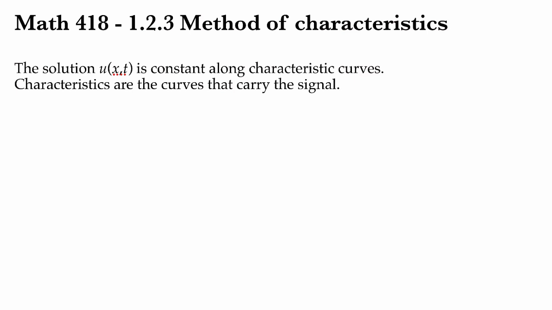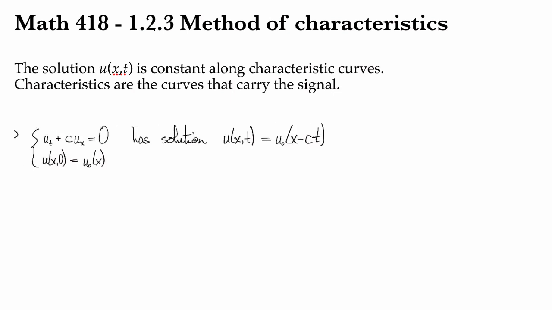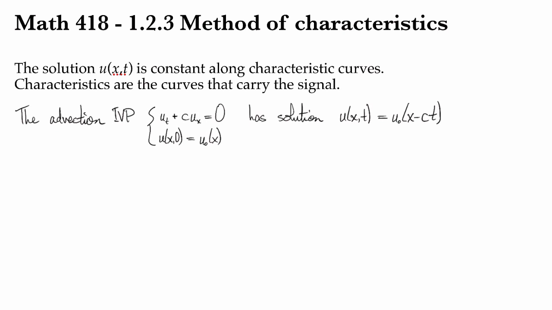What we're going to do next is look for curves along which the solution u of x,t is constant. Such curves are called characteristic curves. And the idea is that characteristic curves are curves that carry the signal. So if we go back to our advection initial value problem, so that looked like this. Recall that this has a solution given by the initial condition being translated at speed c.